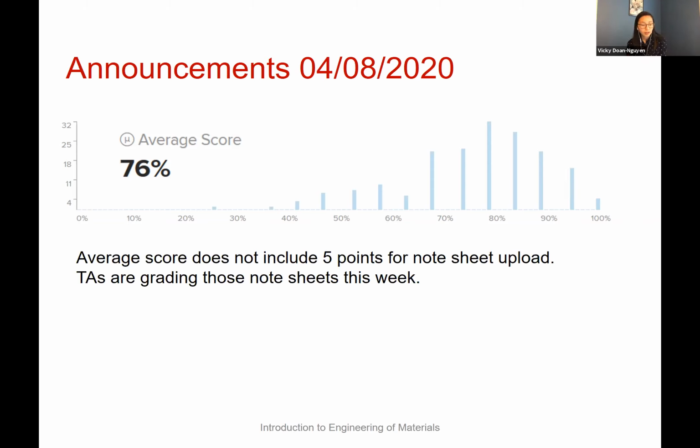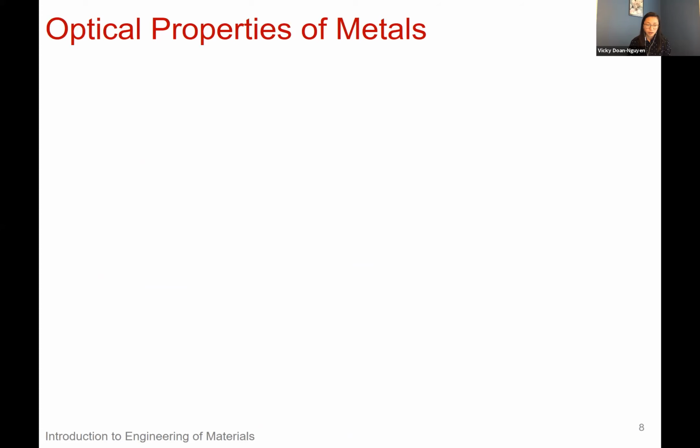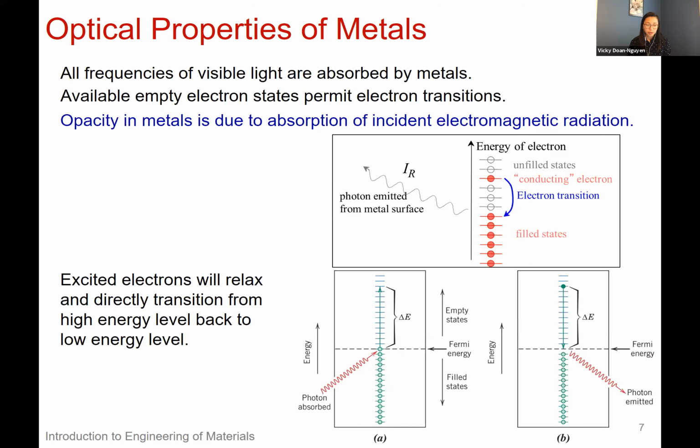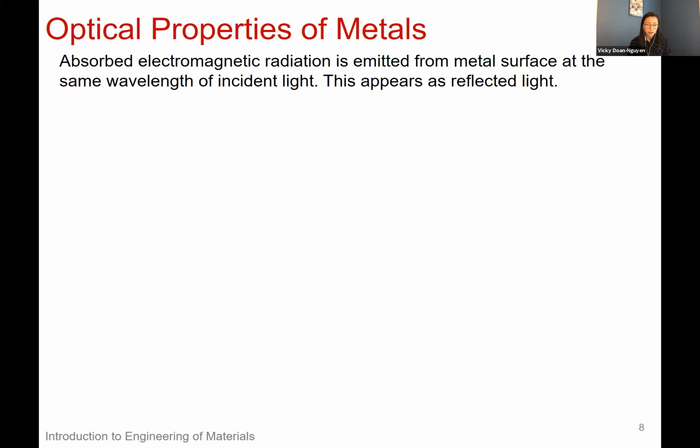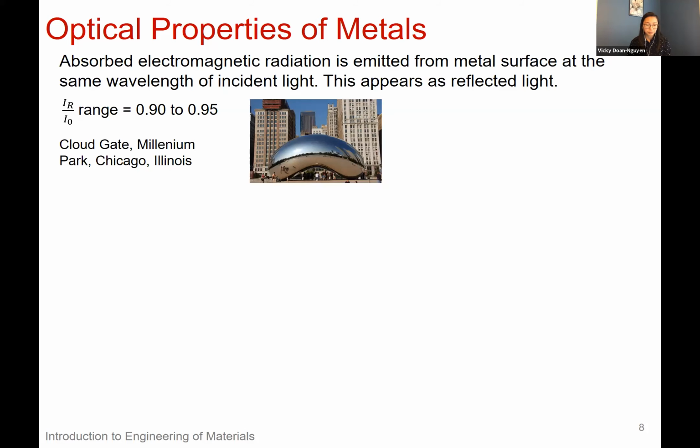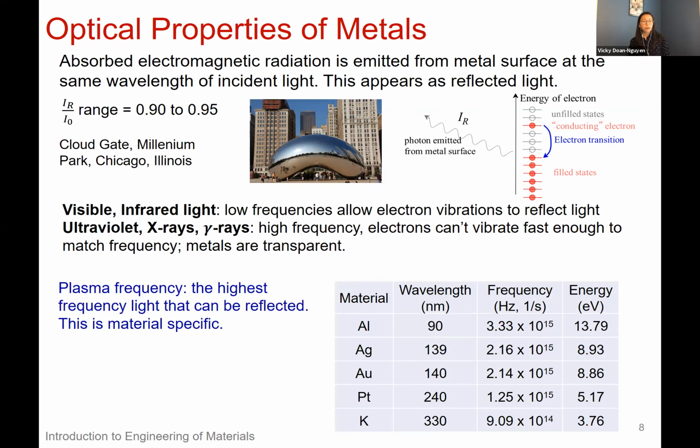Okay, so that's just the distribution. Just thought I'd share that so it's similar to exam 1. All right, so let's now continue on to optical properties. This is where we were at when we dropped off last time, talking about optical properties of metals.